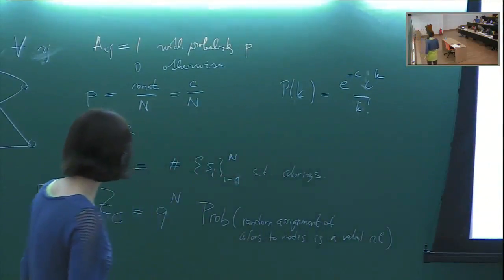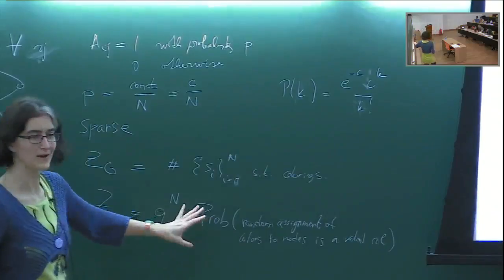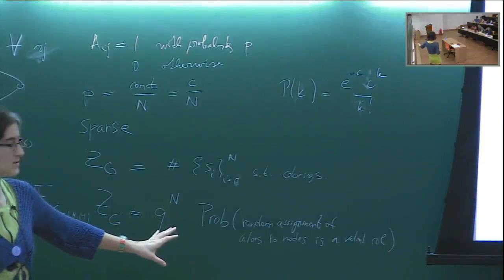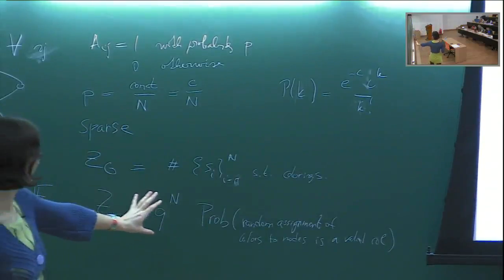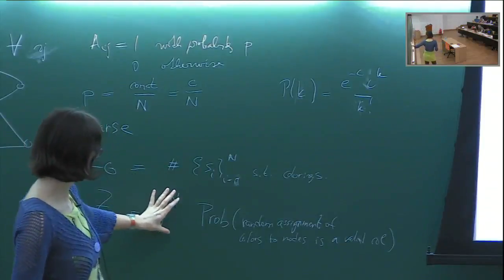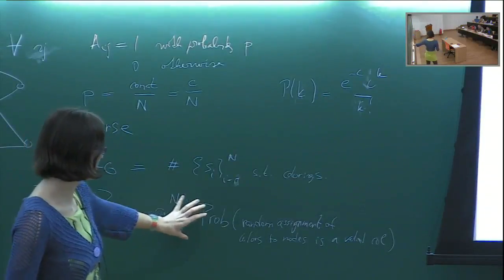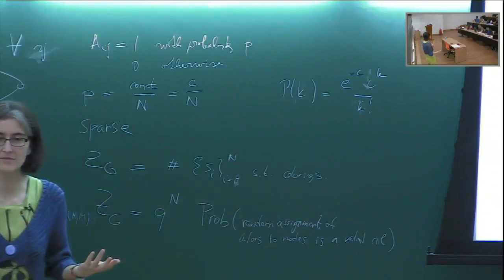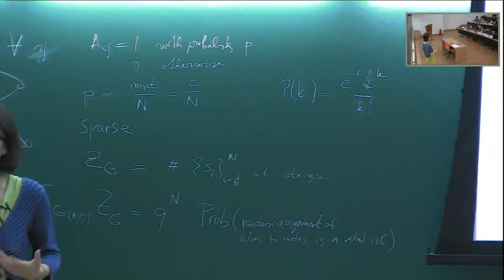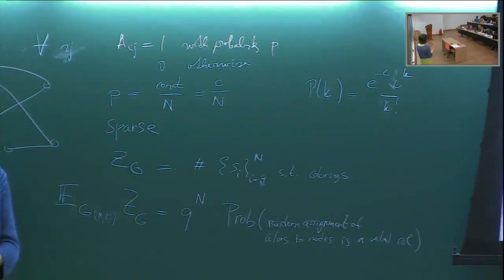Well, okay, it's a bit longer to write. You agree that's the right thing. So it's the number of possible assignments of colors to nodes times the probability that a random such assignment is a valid coloring. That gives you the expectation of the number of colorings that the graph has.